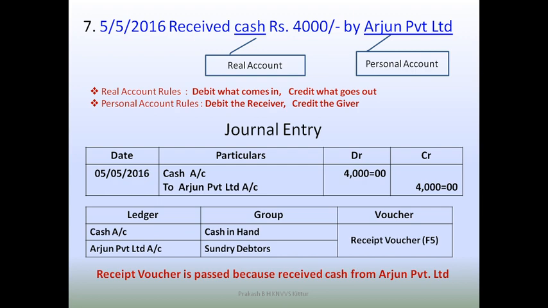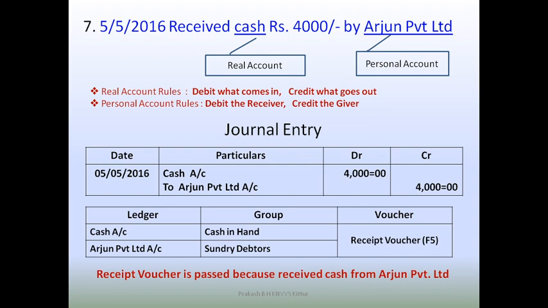So let us do the journal entry. 5/5/2016 is the date, and then the particulars, that is the head of the ledger, the cash account. Cash account is a real account. The real account rule says debit what comes in, credit what goes out. Here the cash comes into the company because Arjun Private Limited paid the amount to the company. So the cash is received by the company, and it is on the debit side.